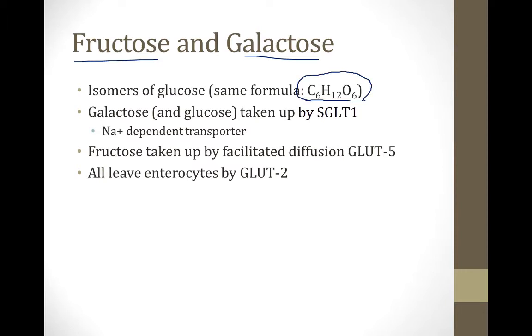different manner. All carbohydrates we ingest when we eat are broken down into glucose, galactose, and fructose, and then glucose and galactose are taken up by the transporter SGLT1 in a sodium-dependent way. We'll see that in a minute. Fructose, on the other hand, is taken up by facilitated diffusion by a transporter called GLUT5, and then they all leave the enterocytes after they've been taken out of the intestine by a transporter called GLUT2.